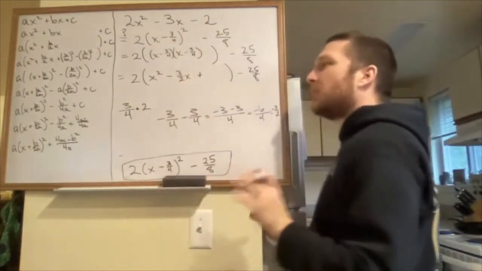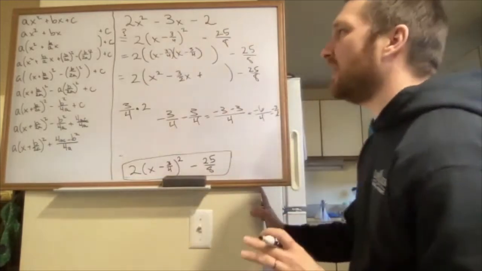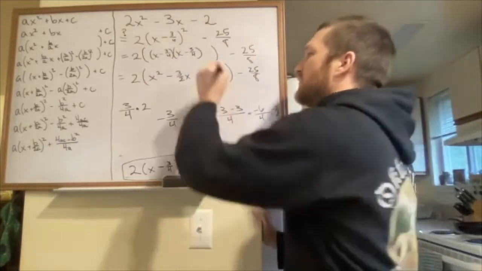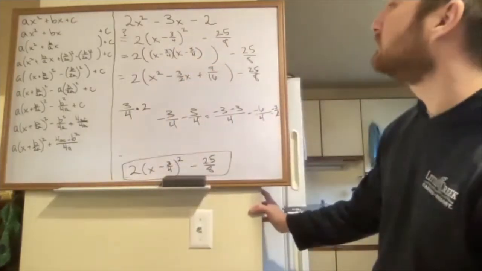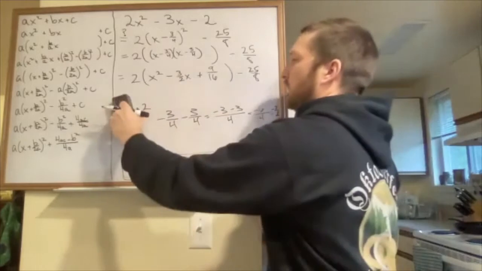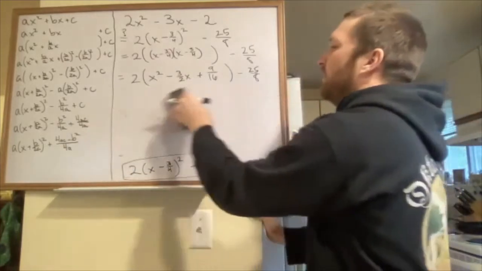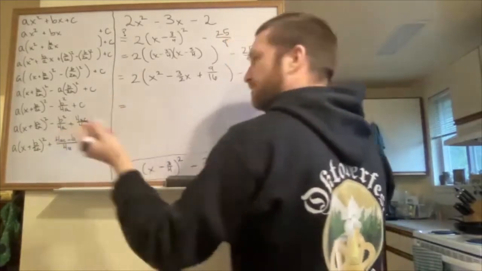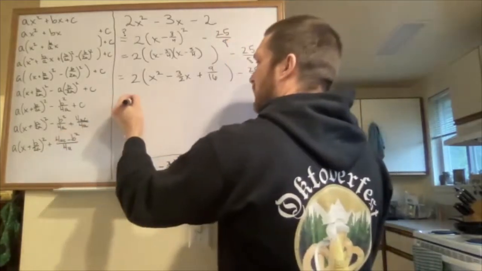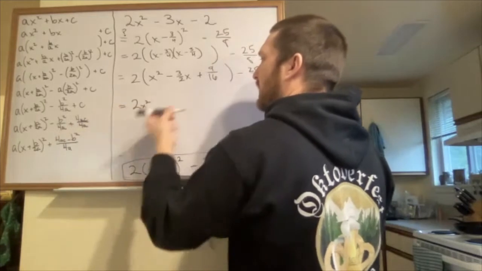And in this case, it'll probably be easier to go ahead and just square that guy out. I'm going to say 3 times 3 is 9, 4 times 4 is 16. So there we go. Okay, now what do we do? Distribute back in the 2. And so we get 2x squared.